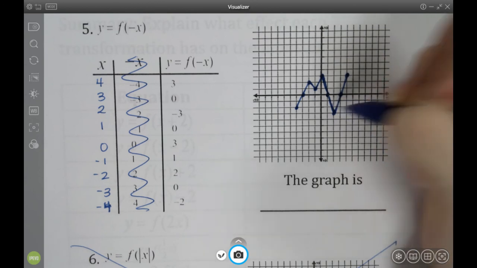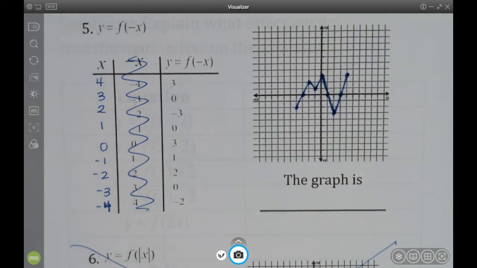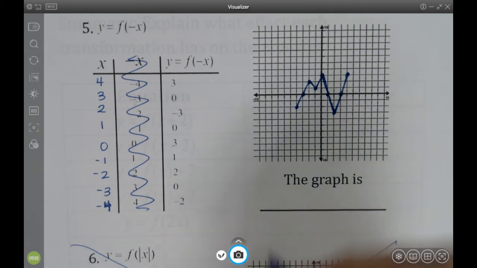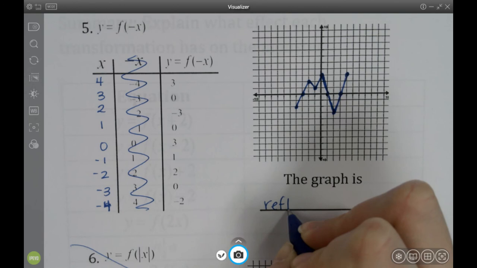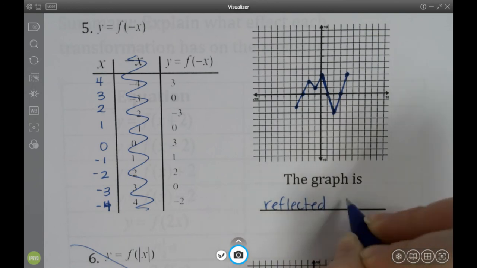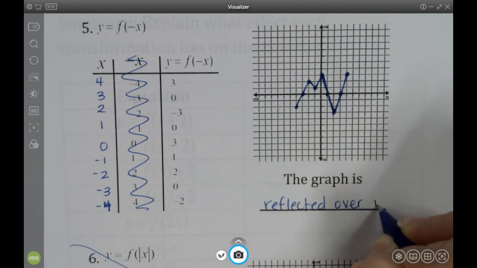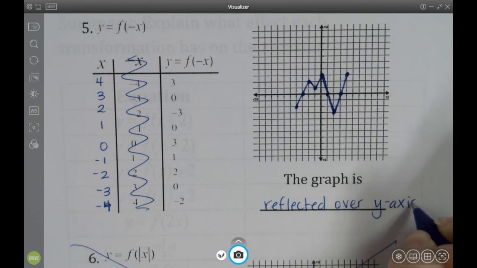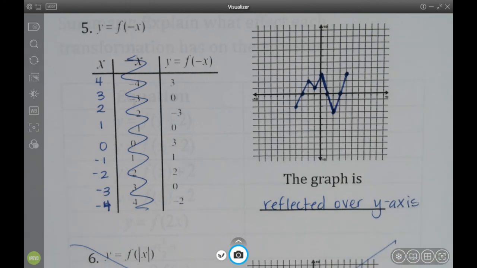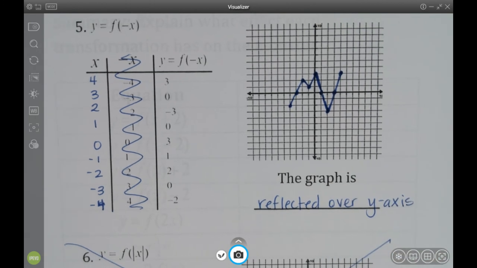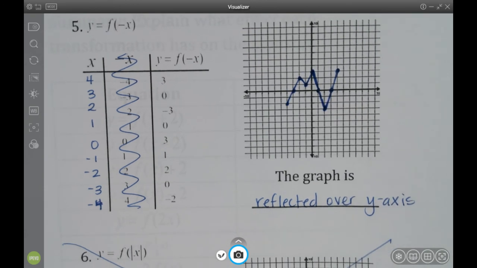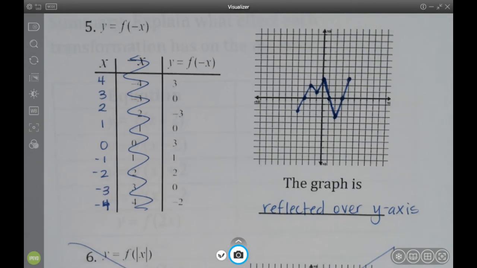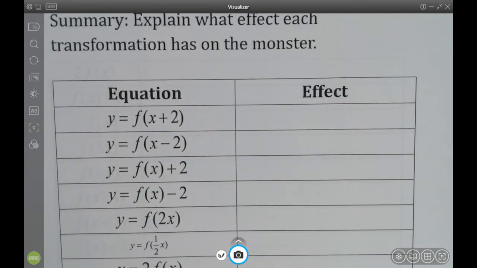Okay. What happened that time? It reflected over what? The y-axis. All right. We're not doing this absolute value one. So let's go ahead and flip to that last page.